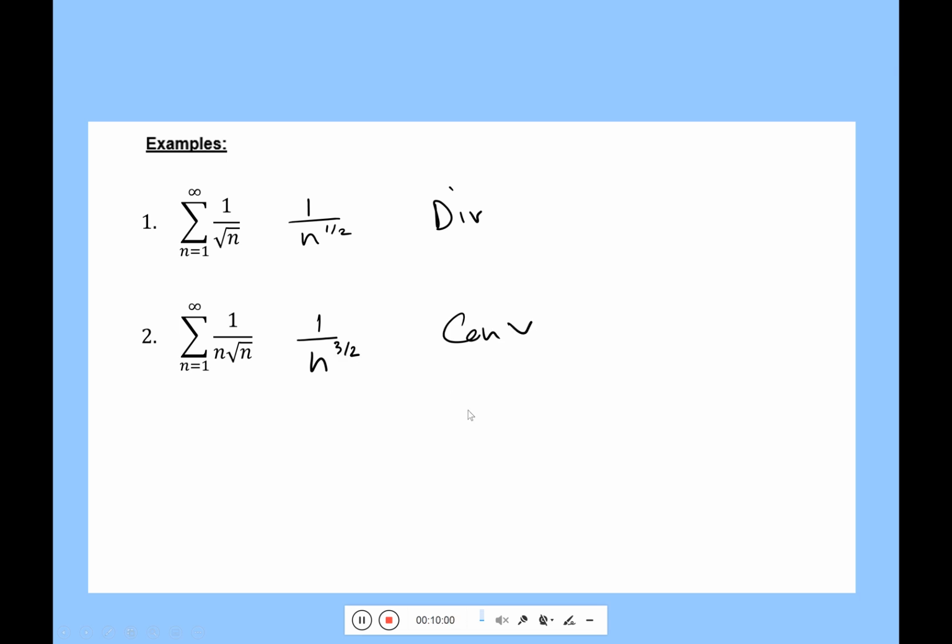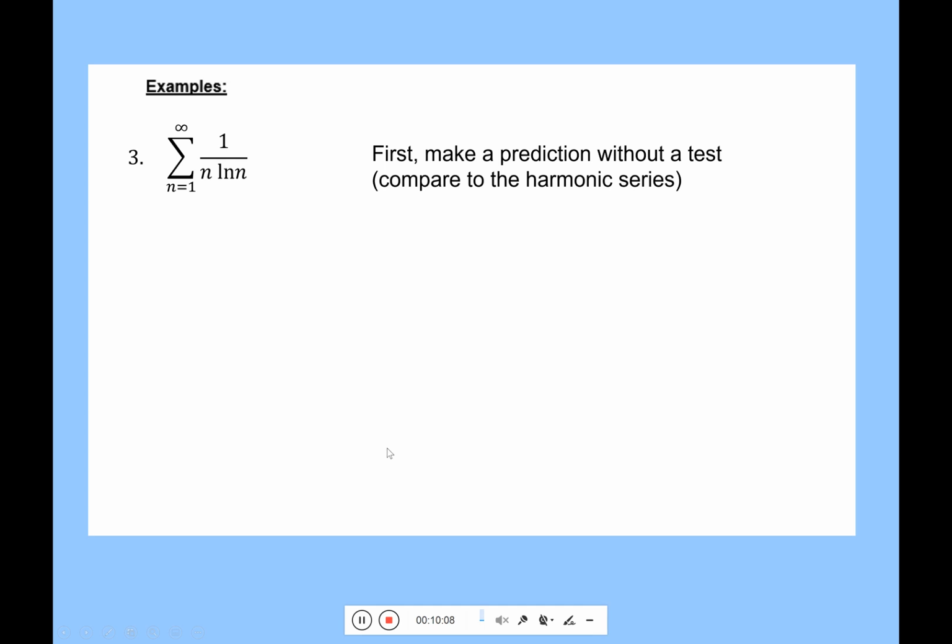That's what's so great about p-series. There's no real work to do. You don't have to integrate anything. You just have to look at it and identify the exponent. All right? Look at this one. It's not a p-series, right? If it were just 1 over n, great, it's a p-series.